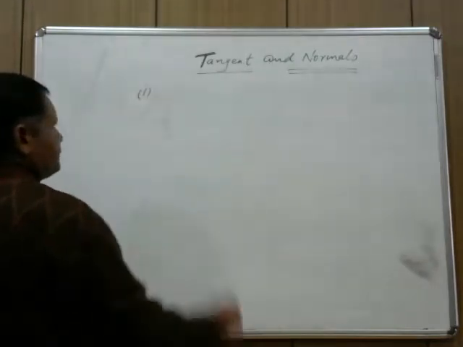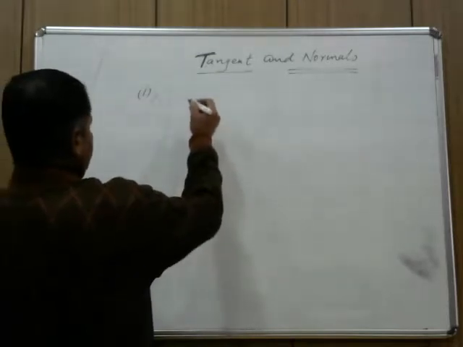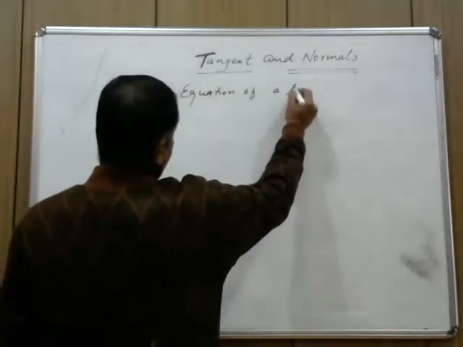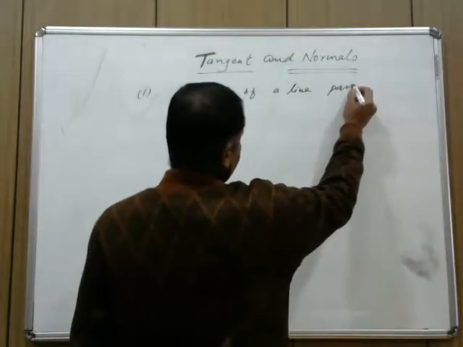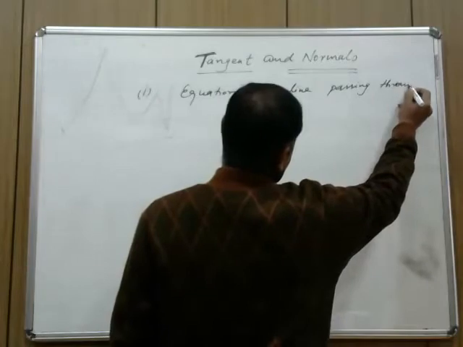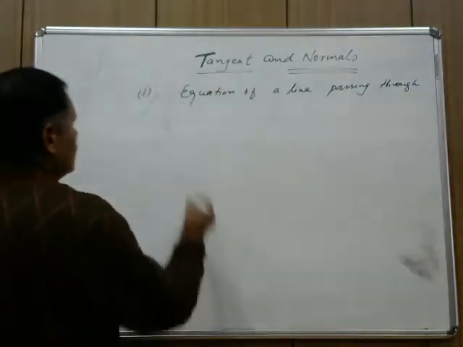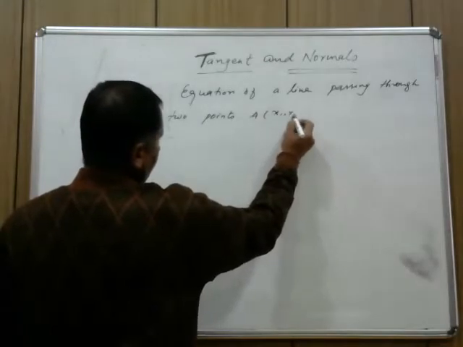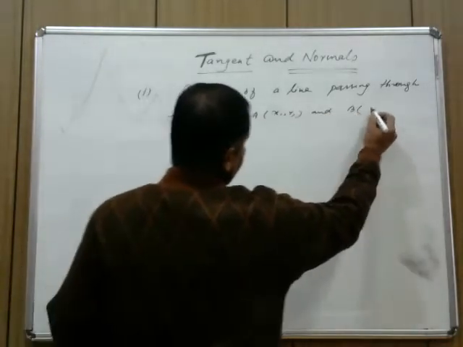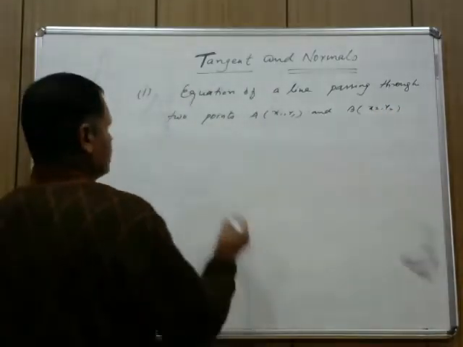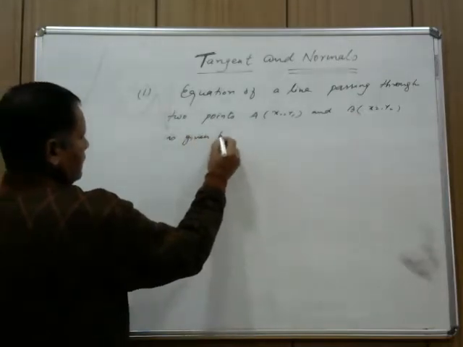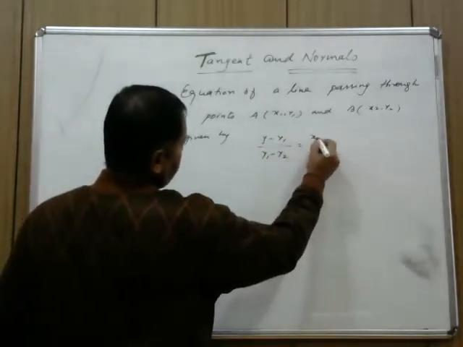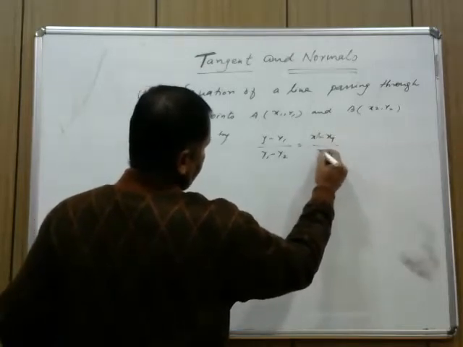Okay, first point. Equation of a line passing through two points A (x1, y1) and B (x2, y2) is given by (y minus y1) upon (y1 minus y2) is equal to (x minus x1) upon (x1 minus x2).